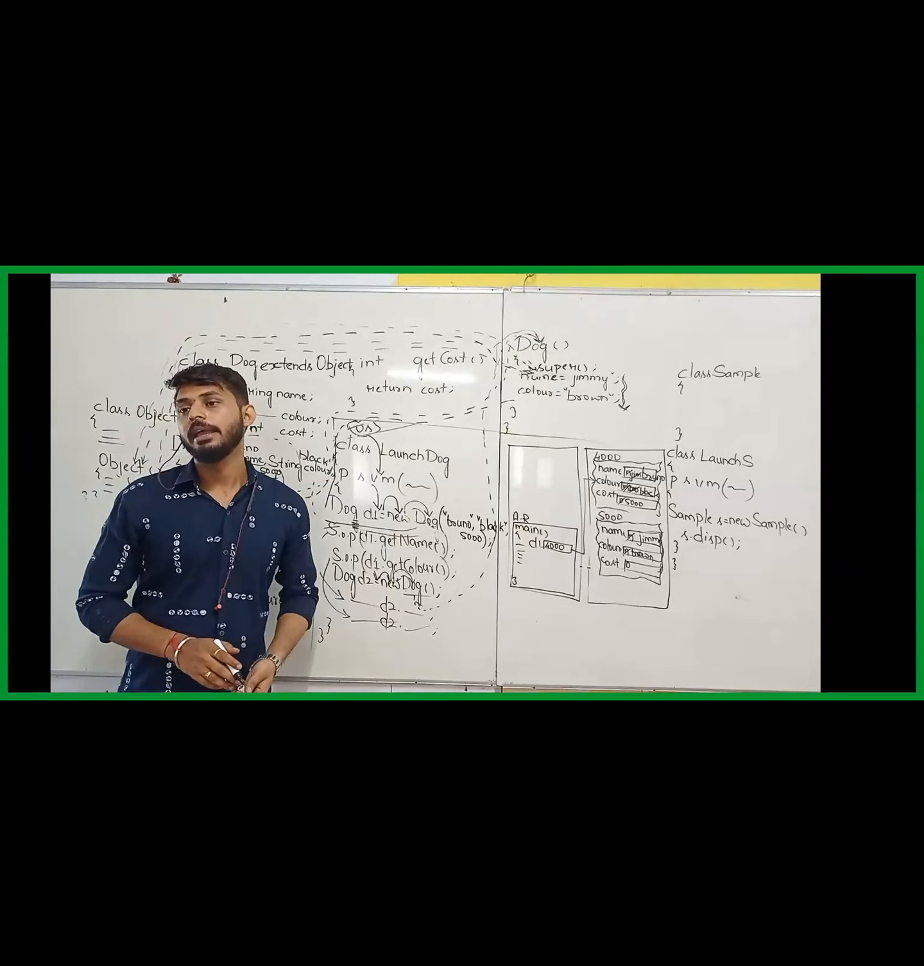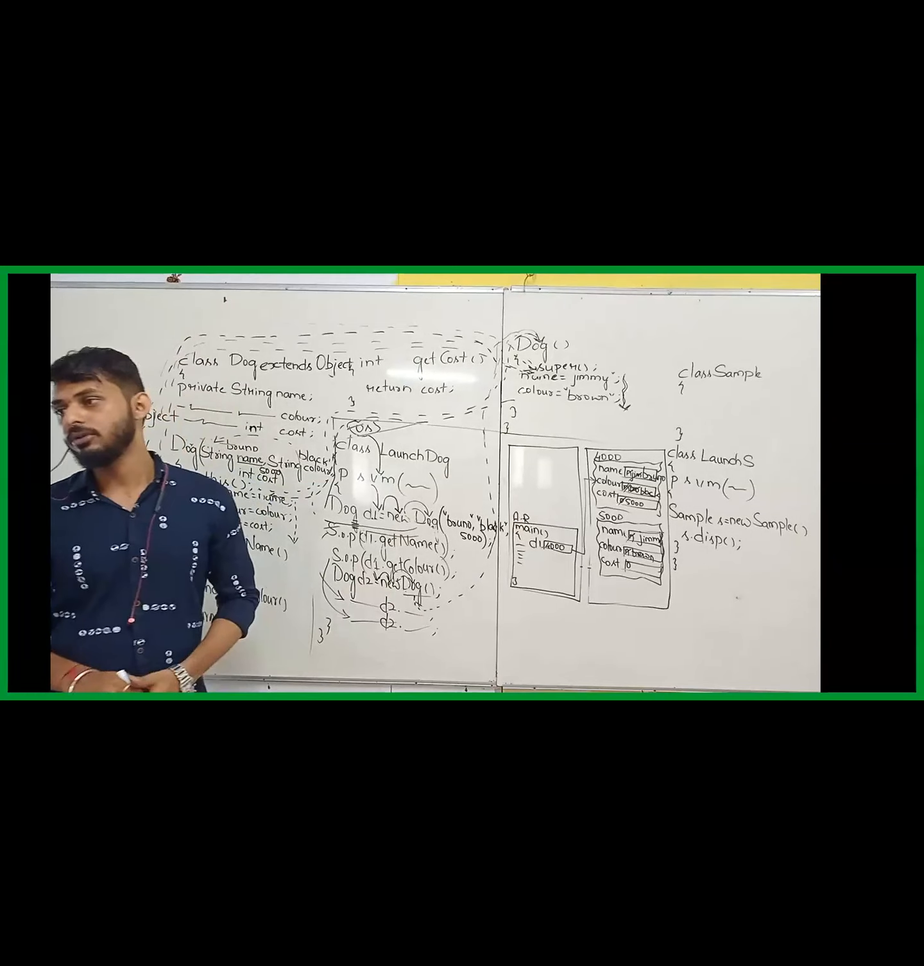What output will I get? Jimmy and Brown. Of course, the previous output and this output are the same, but with respect to memory level, are the values the same or is the memory diagram the same? No, there are some changes in that. Is that clear? Okay, online. Yes, sir. Yes, sir.